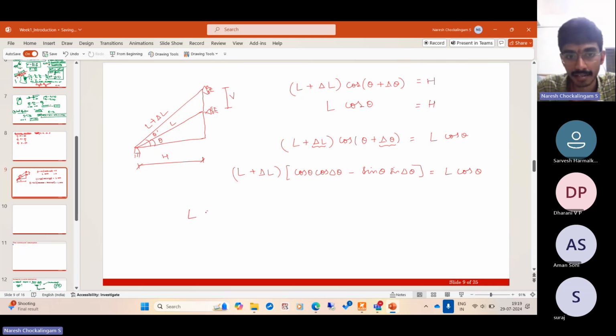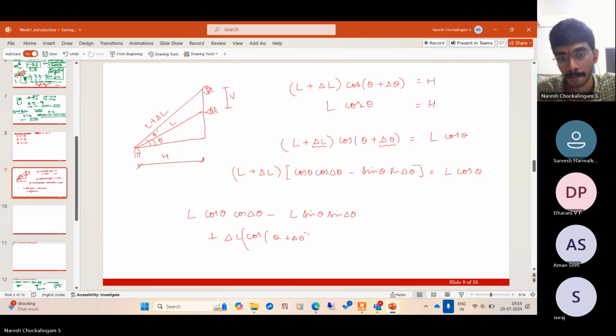So we can write it as L cos theta cos delta theta minus L sin theta sin delta theta plus delta L cos theta, delta L into the entire thing, cos of theta plus delta theta, is equal to L cos theta. So can we eliminate something? Or this is fine. Have it as it is.